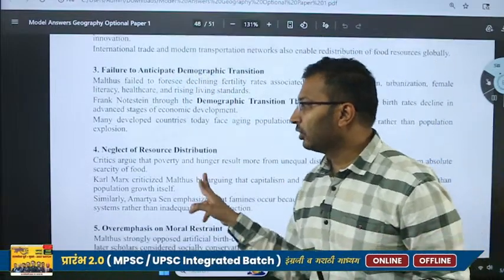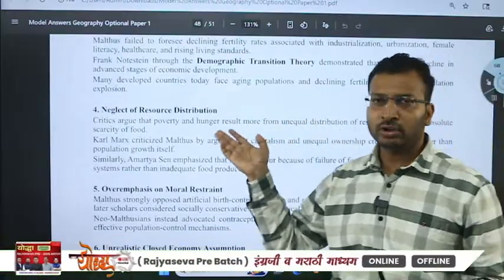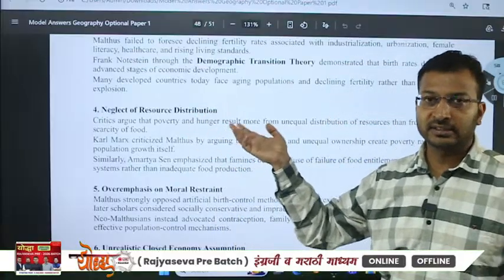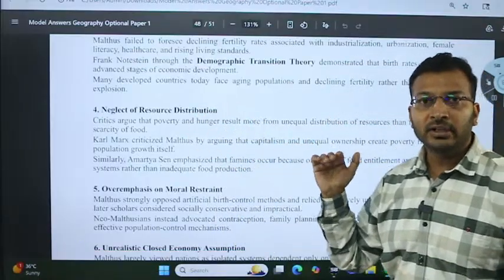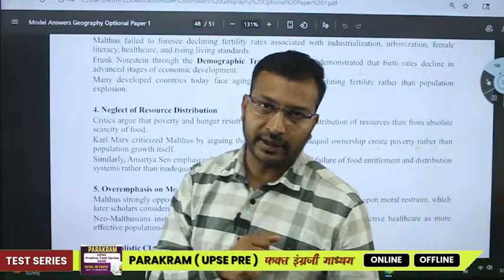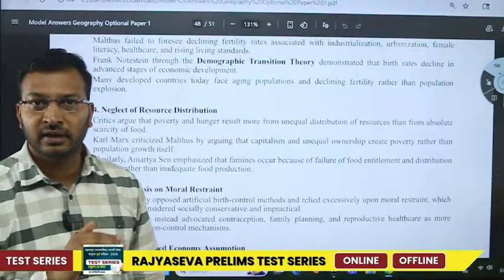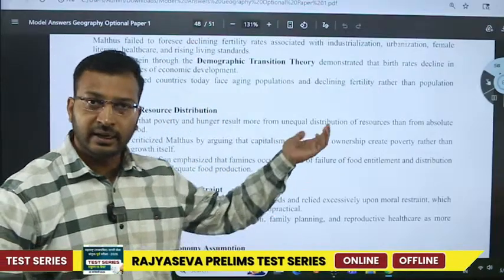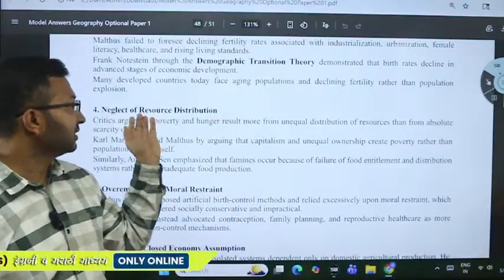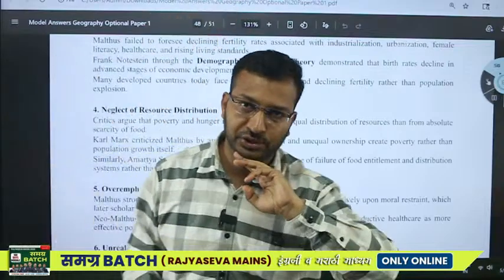Then neglect of resource distribution. He talked about how there will be wars and famine because of the lower availability of resources. But nowadays, for example, under our Food Security Act, we are providing rationed grains to the poor, almost 80 crore people. So he didn't talk about resource distribution at all.